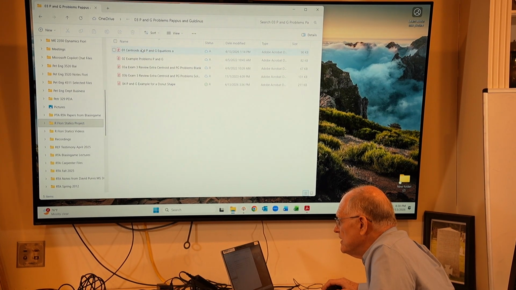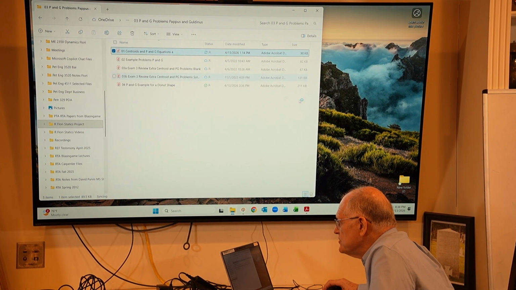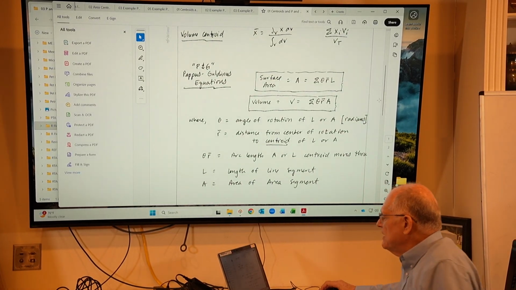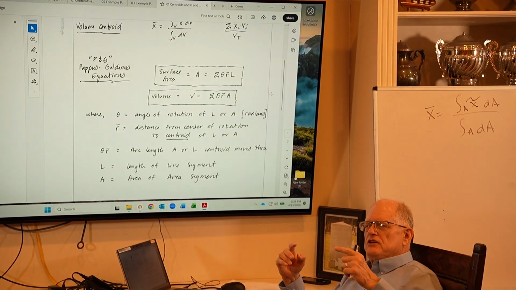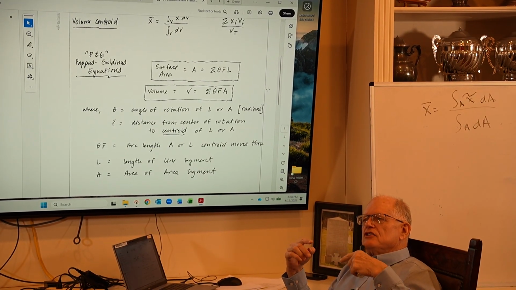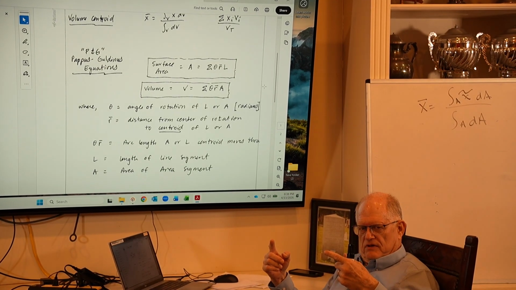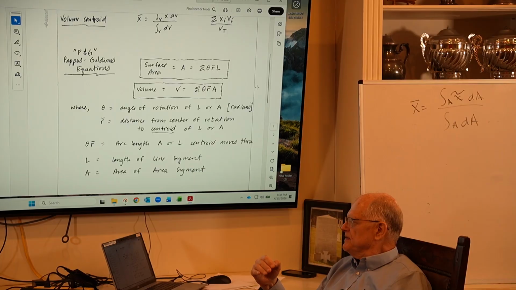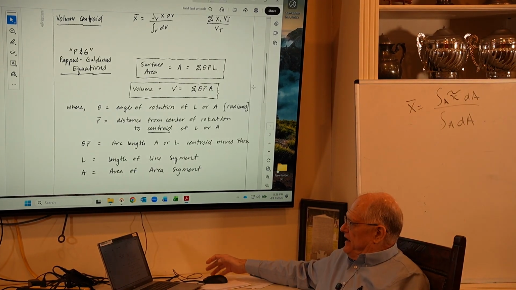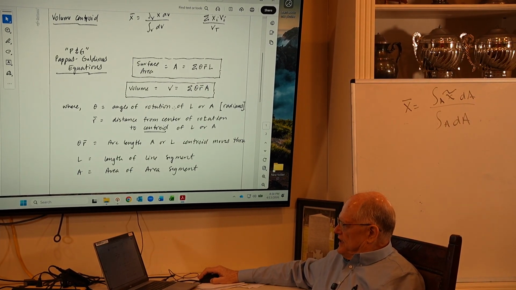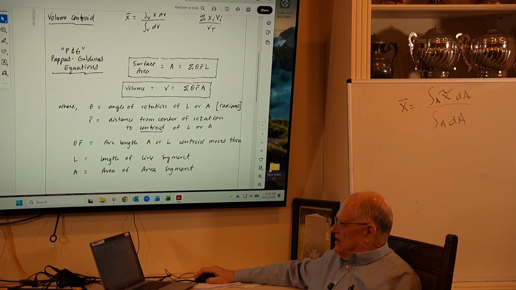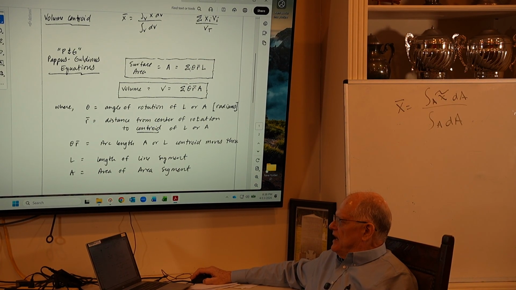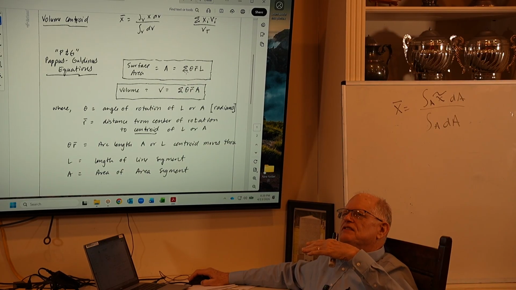So P and G, our equations are pretty basic. P and G equations apply to a solid of revolution, so it has to be a solid that's rotated about some axis. It doesn't apply to anything else. And so our surface area is the sum of theta r bar times L, where we rotate the line.